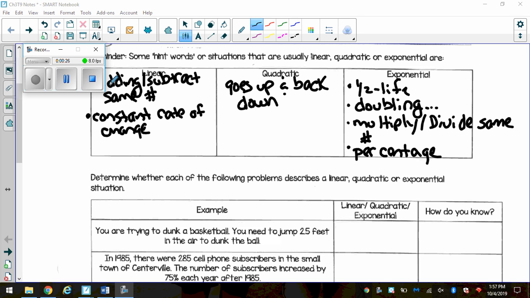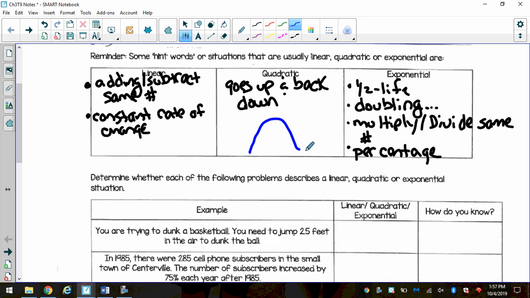Quadratic is one that's going to talk about going up and coming back down. So almost like in the shape of a quadratic. So something that goes up and it comes back down. Exponential uses lots of keywords. They could say half-life, doubling, tripling, quadrupling. If it multiplies or divides by the exact same number, that's exponential. If they talk about a certain percentage increase, that's going to be exponential also.